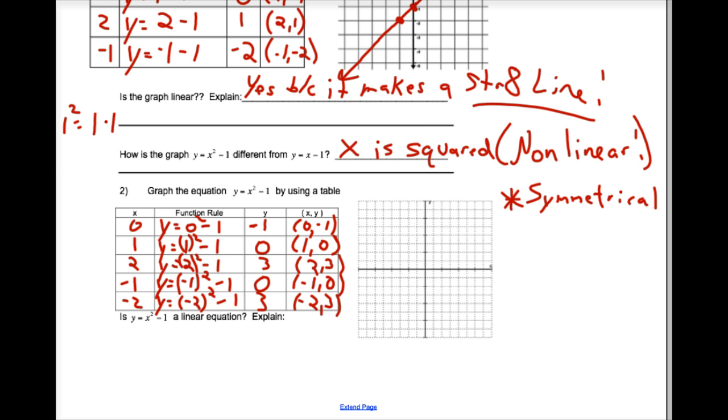symmetrical. It's a pentagon. Man, stop. It's not a pentagon. Yes, it is. It's a U. Do you use straight lines to make a pentagon?